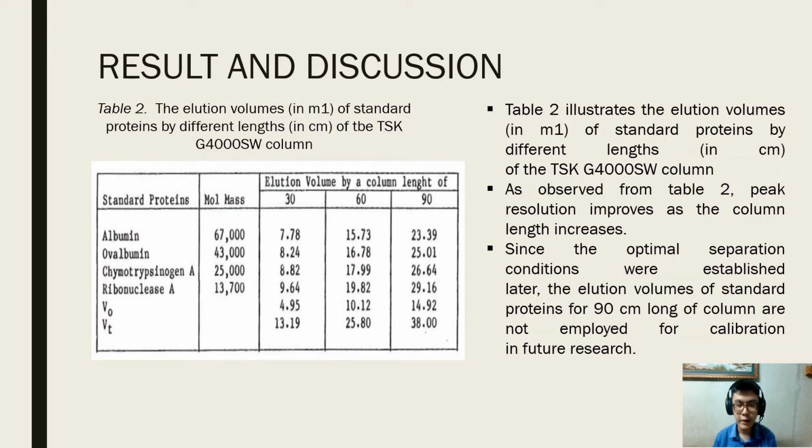Next, Table 2 illustrates the elution volumes in ml of standard proteins by different lengths in cm of the TSK G4000 SW column. As observed from Table 2, peak resolution improves as the column length increases. So, since the optimal separation conditions were established later, the elution volume of standard proteins for the 90 cm long column are not employed for calibration in future research.